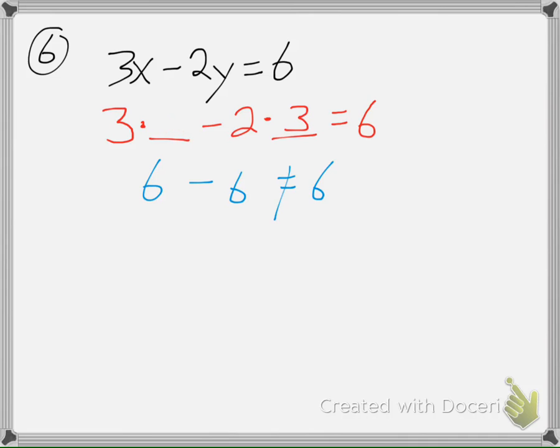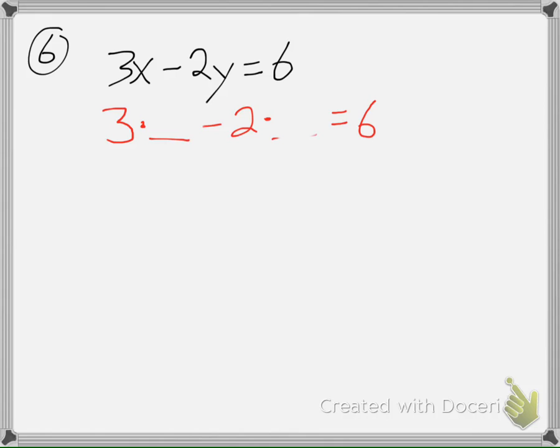So, since it's not the first one, let's look at the second one. So here I have 0 and 3. So my x term is 0, and my y term is 3. So I get 3 times 0, minus 2 times 3, which is 0 minus 6. Does that equal 6? No, it's negative 6, right? So that means that one's not our solution. So then we'll move on to our next one.